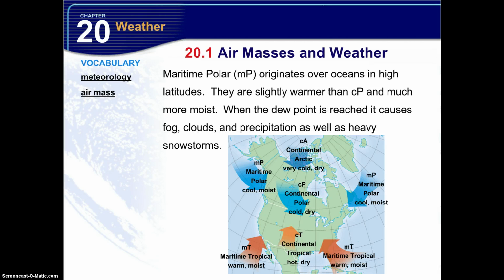Now, Maritime Polar, MP, originates over oceans and high latitudes. Don't get the high latitudes mixed up with elevation. High latitudes mean we're looking at about 60 degrees north latitude in this case if you're looking at this diagram. Now, when the dew point is reached, it causes fog, clouds, and precipitation as well as heavy snowstorms.